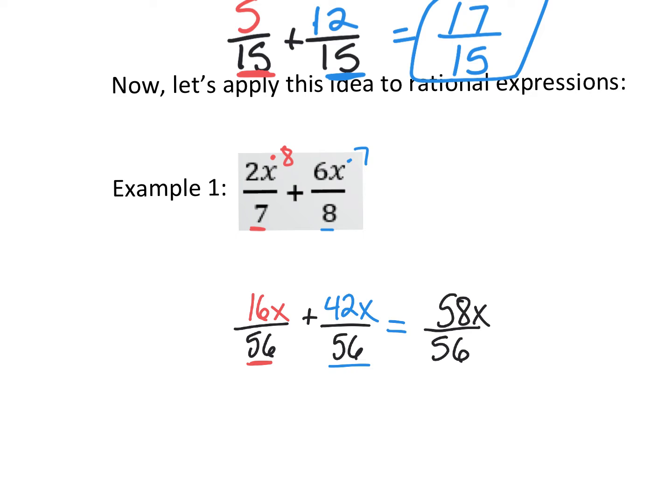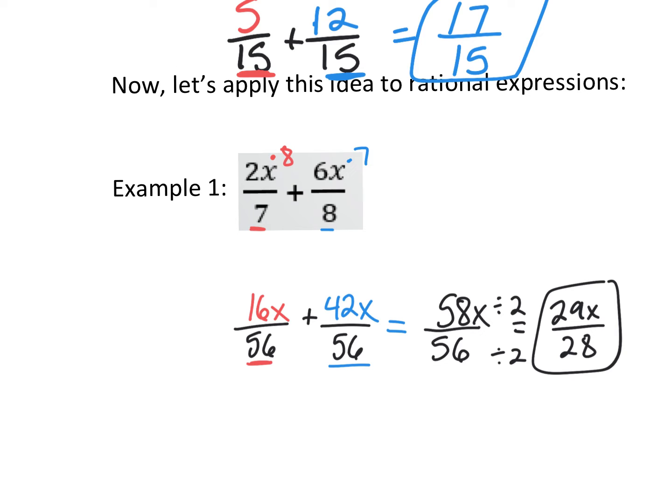Now what we see here, we've got a monomial over a monomial, a single term over a single term. Can we simplify those, if possible? Yeah, is there something we could divide both those by? 2. What happens when I divide 58x by 2? 29x over 56 divided by 2, 28. That's it. That's all we got. For real.